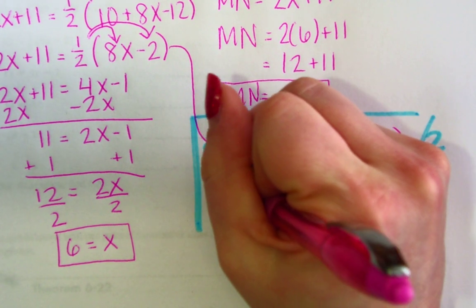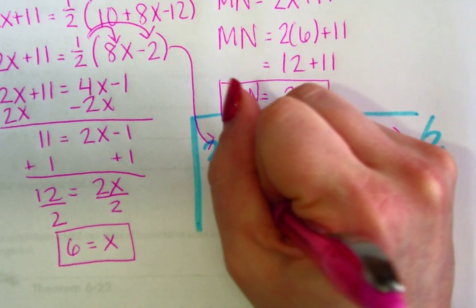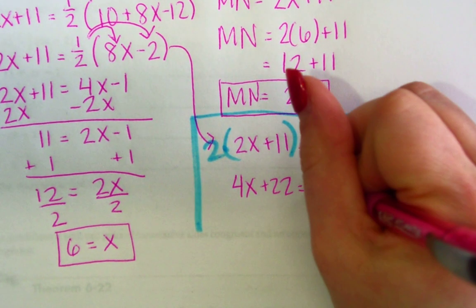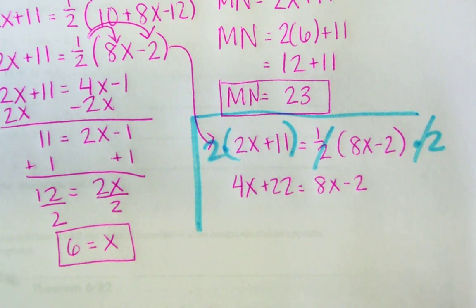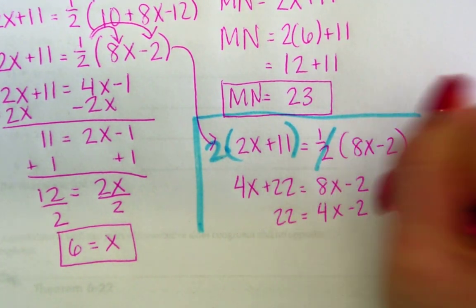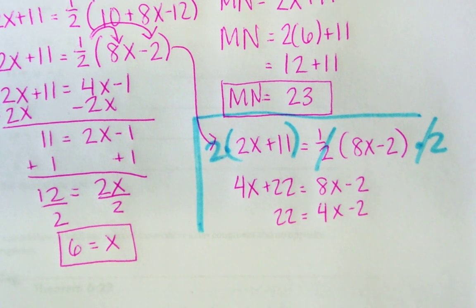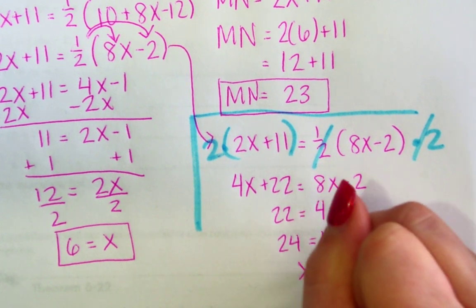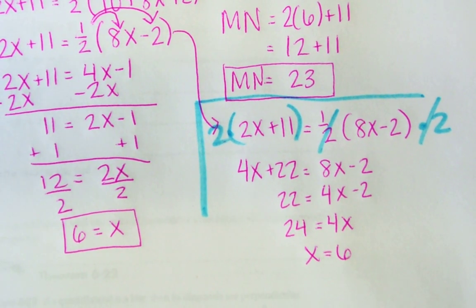So I would still end up with 2 times 2x is 4x, and then 2 times 11 would be 22, and then on this side I would just have 8x minus 2. I would subtract over my 4x, and then I add over my 2, and I get 24 equals 4x. Divide both sides by 4, and I still get x equals 6. So either way you do it is fine. It really does not matter which way you choose to do it. You'll end up with the same number either way, whatever you feel more comfortable with.